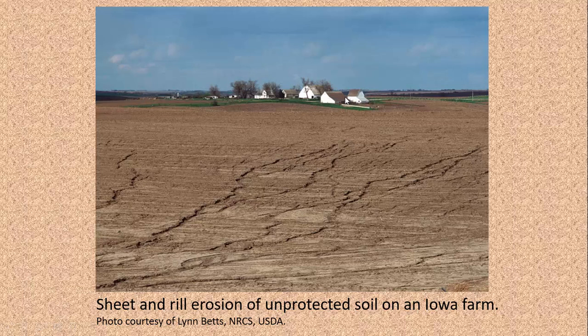This picture is a really nice example of sheet and rill erosion. You can see the sheet erosion is what's occurring over the main surface of the land, and it's washed away a lot of the surface of the soil. And then you can see these little gullies, and that's gully and rill erosion, and that's formed when you get the rivulets forming over the land surface.